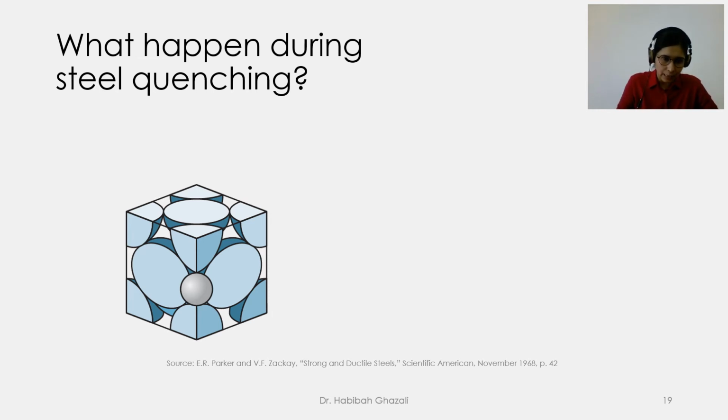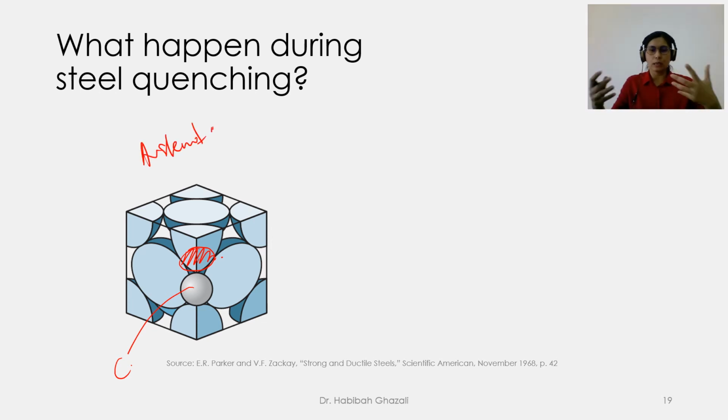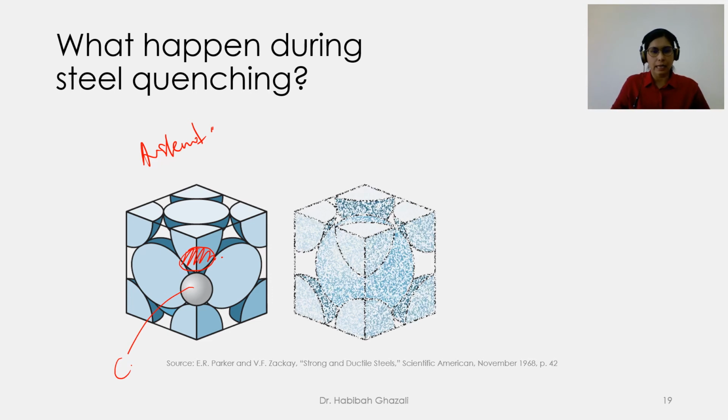So you can imagine inside this middle interstitial, we have a carbon atom. This carbon atom here belongs to the unit cell in front of this unit cell that you can see here. So you have the carbon atom residing inside the middle interstitials of the FCC crystal structure. So this is austenite. If we allow it to cool slowly again, what will happen?